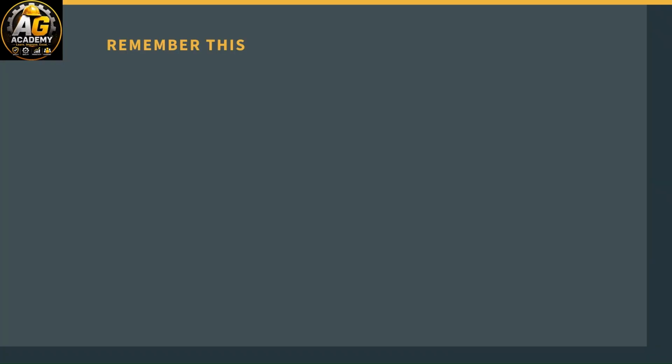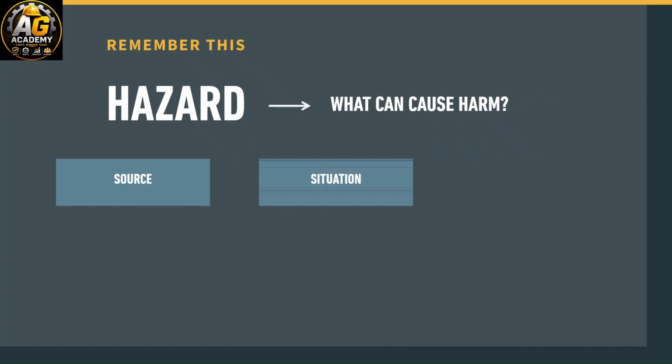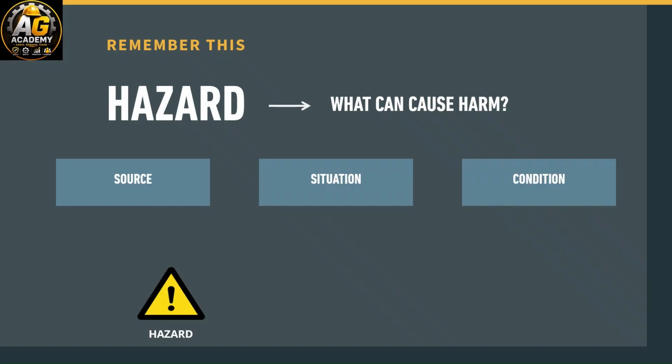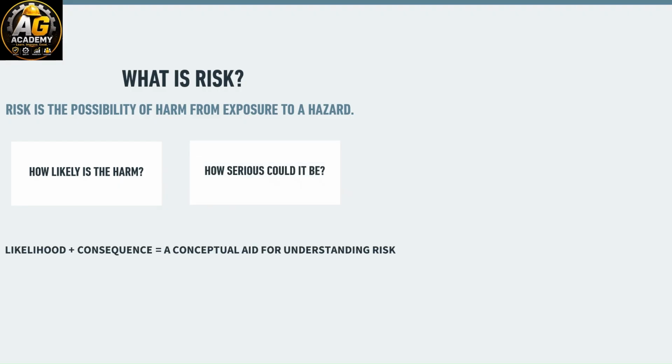So remember this simple idea. Hazard means what can cause harm? It may be a source, a situation, or a condition. But identifying the hazard is only half the story. Now comes the next important question. What is the risk? Risk is the possibility of harm from exposure to a hazard. To understand risk, ask two questions. How likely is the harm? And how serious could it be?